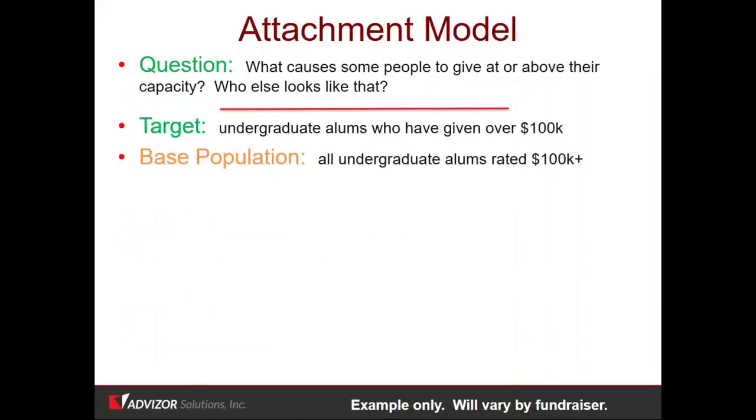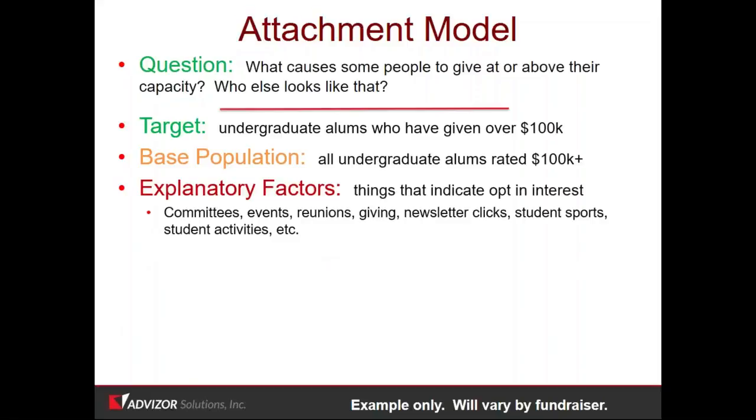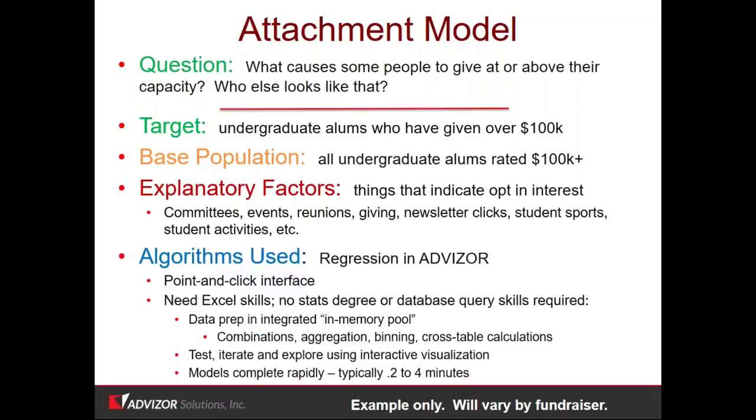So the target is undergraduate alums who have given at or over 100,000, and the base population is all undergraduate alums who are rated 100,000 or more. So they have the potential, and some of them gave and some of them didn't. Explanatory factors would be things that indicate opt-in interests, such as committee participation, events, reunions, giving, newsletter clicks, student sports, student activities, and all of that. And this is where, again, think broadly about what else you might have somewhere in a system, a spreadsheet, something you can get your hands on. It's going to help explain why the target is different than the base.